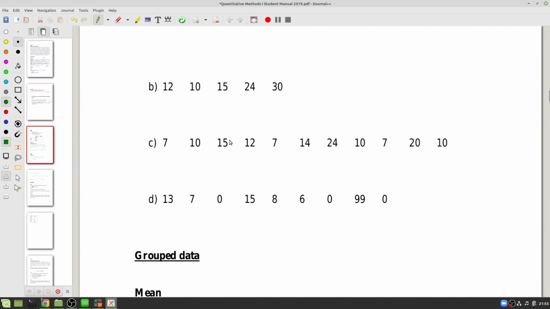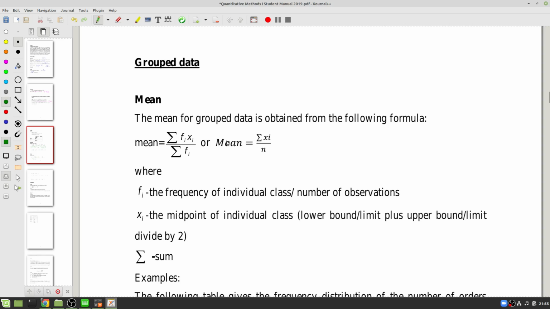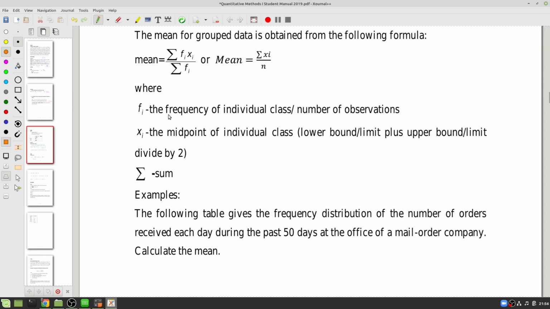Now we're going to get to grouped data. Like I said, this is the one we had for ungrouped. For grouped data, we're going to be using this idea. Now it looks a little bit more complicated, but it isn't really. I'm just going to change colors for this one. Let's do orange. Okay, so the fi is going to be the frequency of the class.